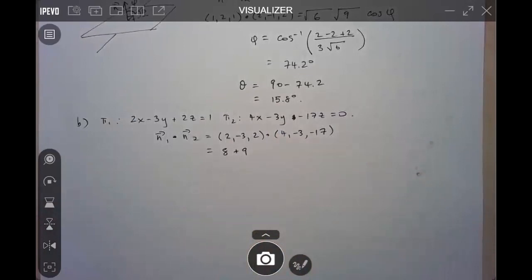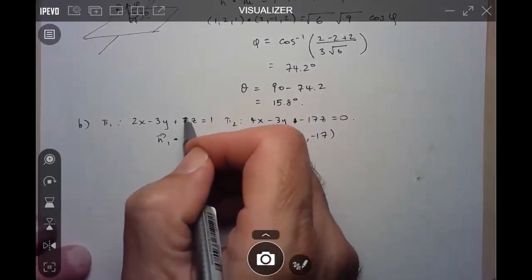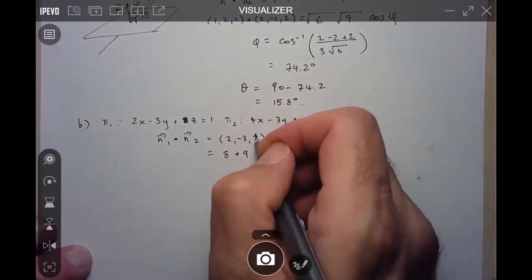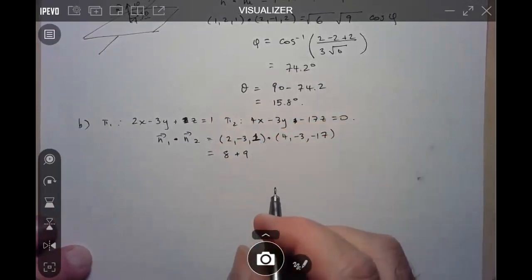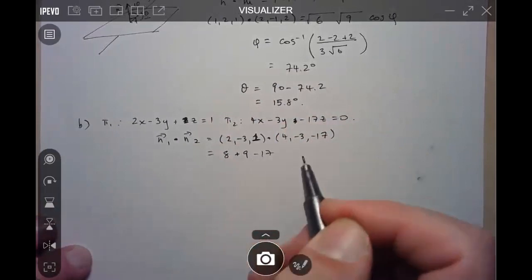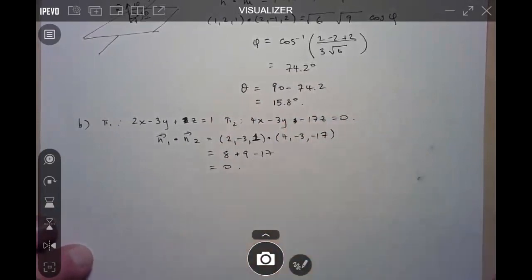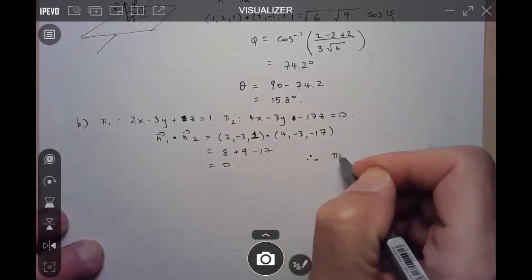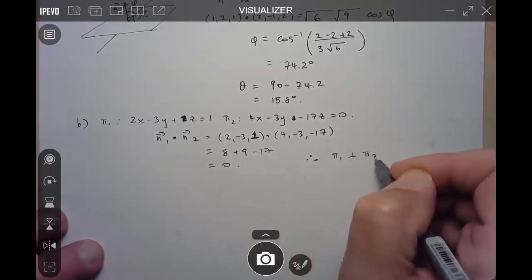Oh, that's not going to give us 0. So I'm surprised. Oh, come on, people. I asked you to be on the ball here. This isn't 2z, it's z. So that means this is going to be 1. So minus 17, there we go. That's equal to 0. So therefore, plane 1 is perpendicular to plane 2.